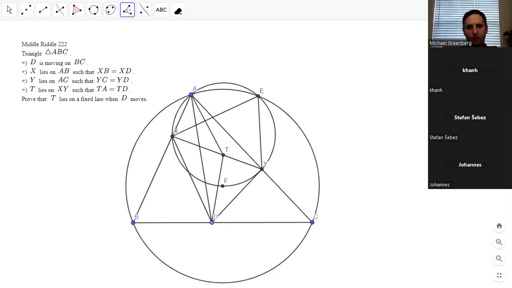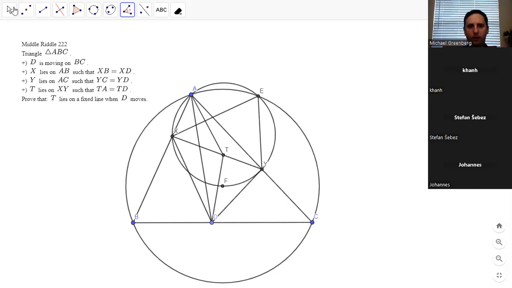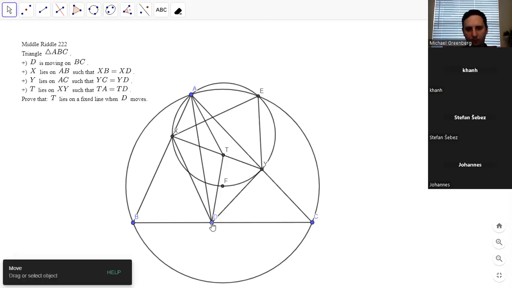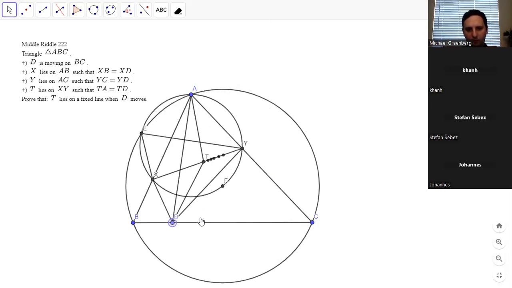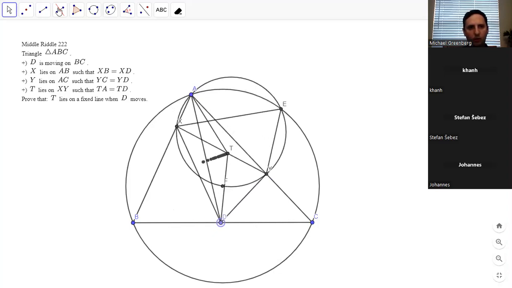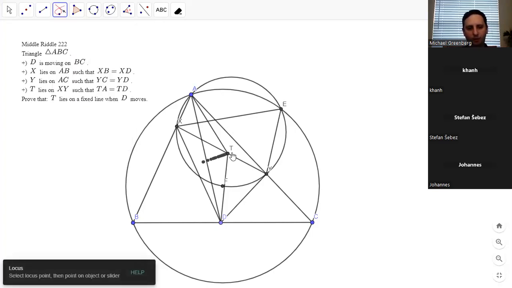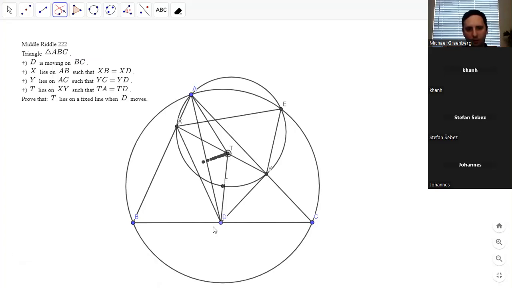Can we maybe draw the locus of T? Yes. So yeah, there should also be a tool where the perpendicular bisector is. XT over TY indeed looks constant. Yeah. I didn't know about that locus tool. Interesting.